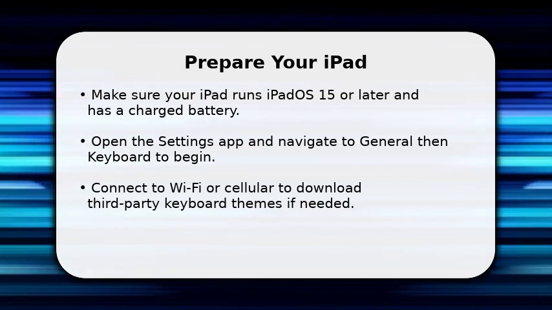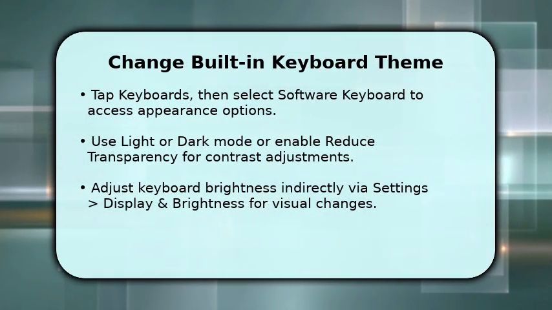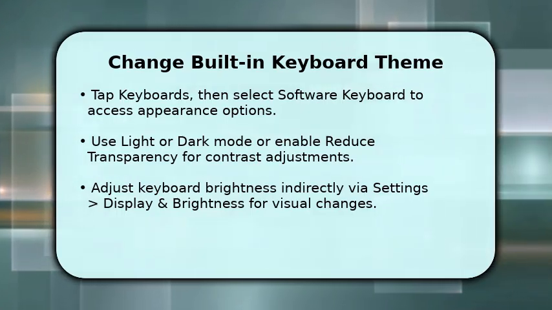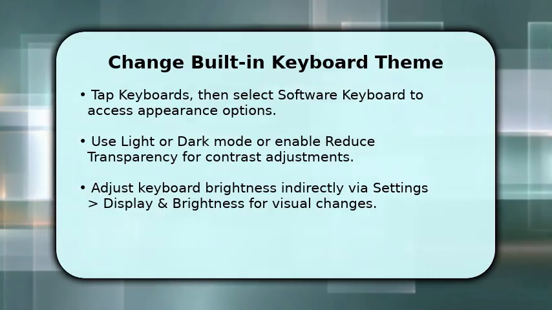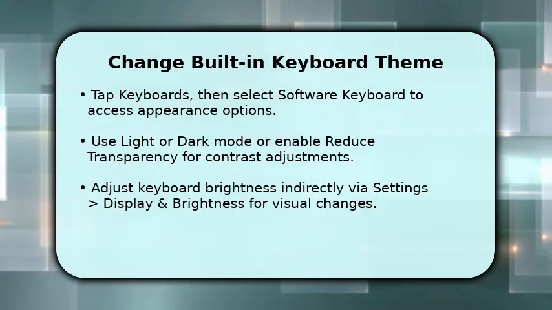Tap Keyboards, then select Software Keyboard to access appearance options. In this menu, choose Light or Dark mode to change the built-in theme. Use Reduce Transparency for more contrast and clearer keys on busy backgrounds. The keyboard adapts to system appearance automatically when you choose Automatic.